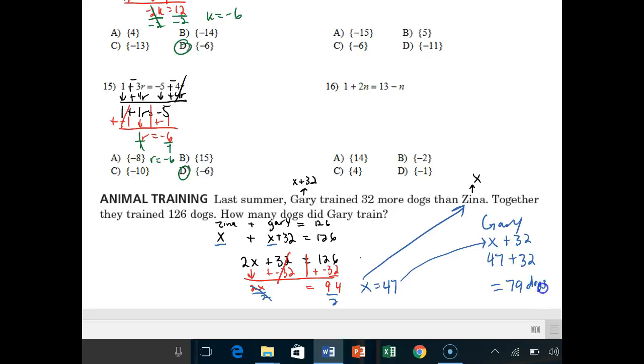And we could check to make sure that we were correct, because Gary plus Zena is supposed to add up to 126, right? Together they trained 126 dogs. Well, we know Gary's 79, and we know Zena, when we solve for x, was 47. Is that equal to 126? Well, 79 plus 47 is 126. So we know we have the correct answer.